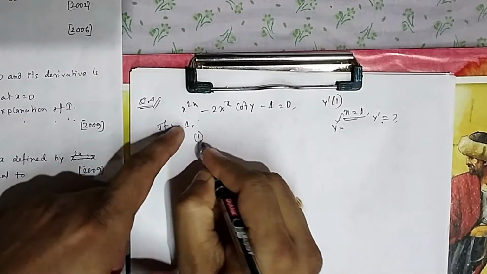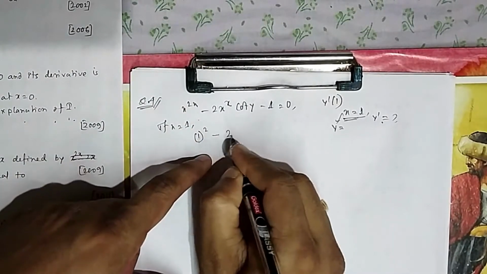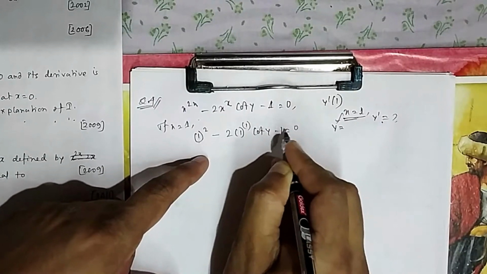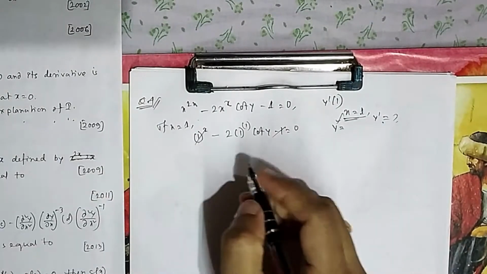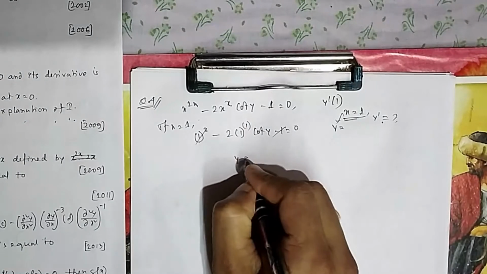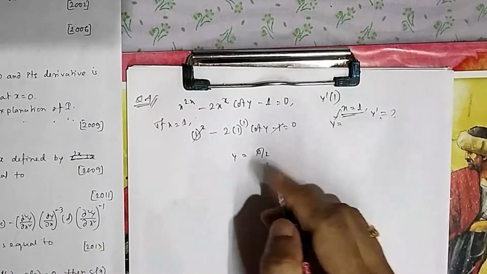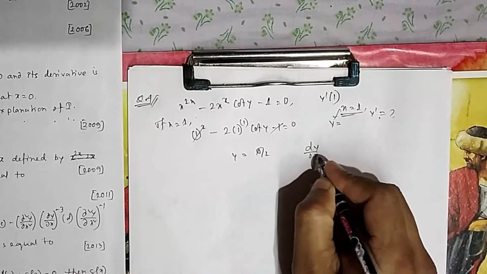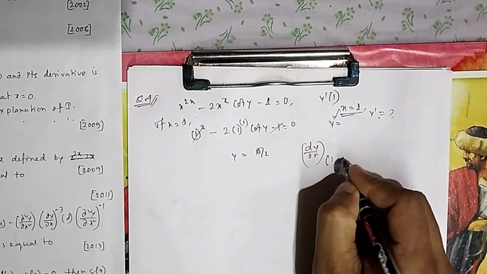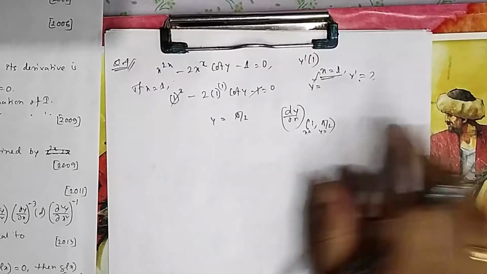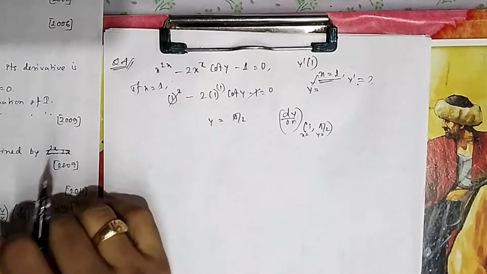So when x is equal to 1, let me calculate the value of y. So 1 to the power 2 minus 2 of 1 to the power 1 cot y minus 1 is equal to 0. So the 1s get cancelled. So what you are left with is cot y equal to 0, so y is equal to cot inverse 0, that is pi by 2. So y is equal to pi by 2. So you have to find dy/dx at x equal to 1 and y equal to pi by 2, because at the end in dy/dx, because of the implicit function, you will get x and y both.